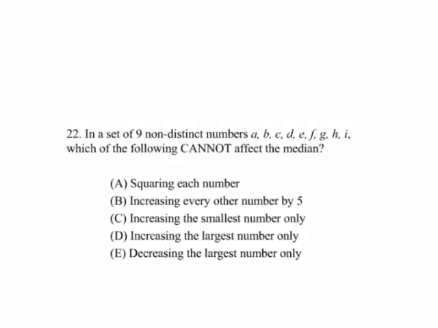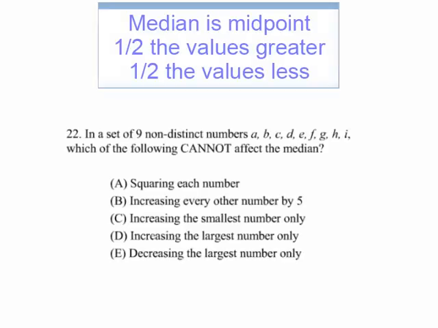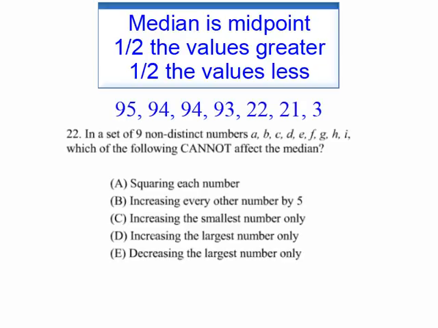Here we have a problem where we have 9 non-distinct numbers and we want to know which of the following cannot affect the median. The median, remember, is the midpoint. Half the values are greater than it, half the values are less than it. For instance, if we had 95, 94, 94, 93, 22, 21, and 3, 93 would be our median. That would be our midpoint. Half the values are above it, half the values are below it.